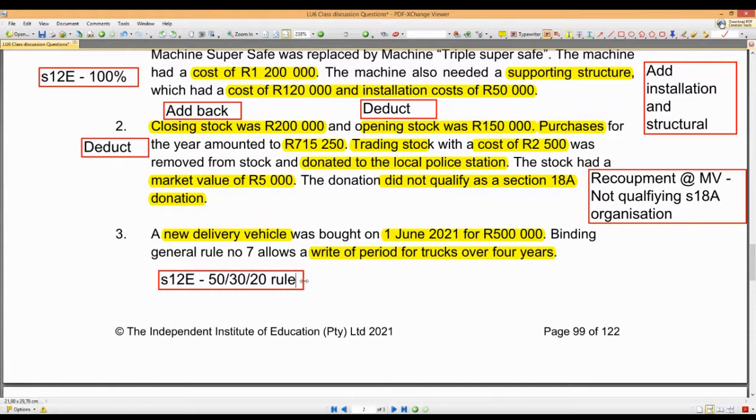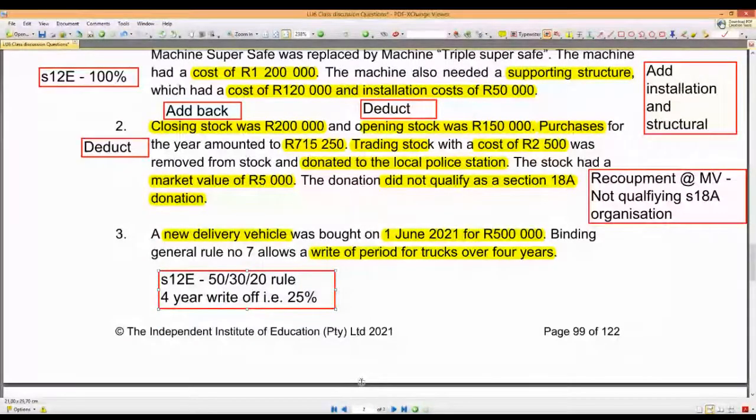What do you guys think? If I, as the taxpayer, have a choice between applying either the 50, 30, 20% rule or the 4-year write-off, which one do you think will give me a bigger write-off quicker? Okay, based on that information, which one do you think will give us the bigger write-off?